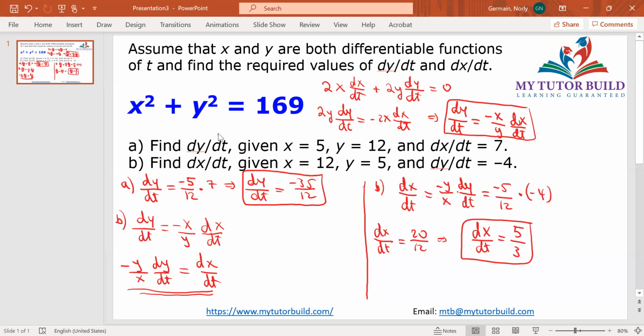And that's how we proceed to find the implicit differentiation. That means dy/dt when x equals 5, y equals 12, and to find dx/dt when x equals 12, y equals 5, and dy/dt equals -4. Hopefully you can use this example to do more related rates problems that involve implicit differentiation.